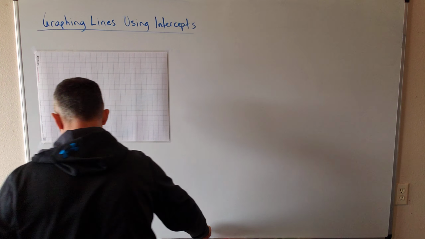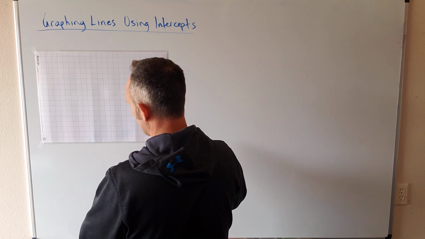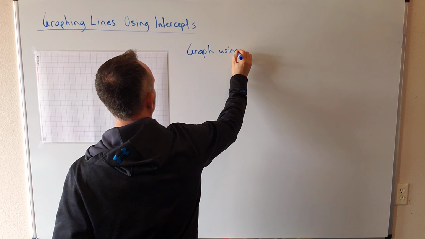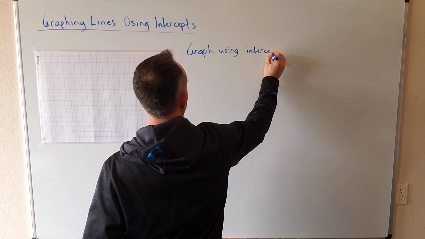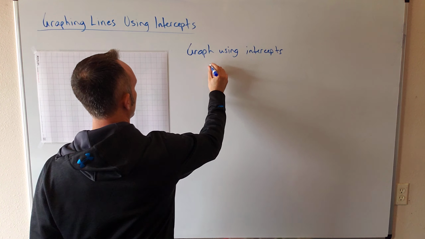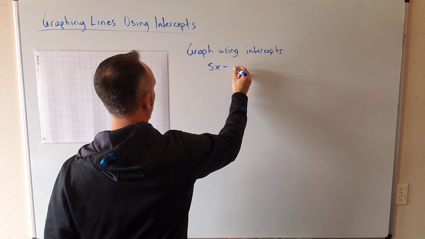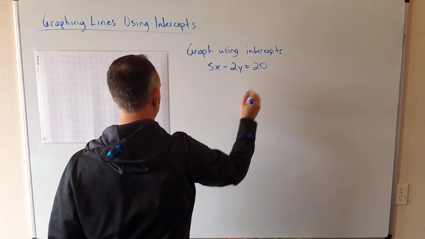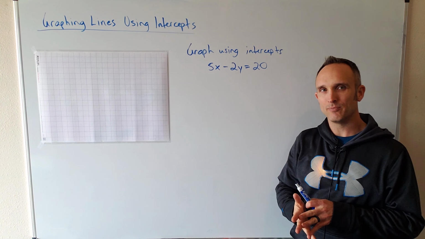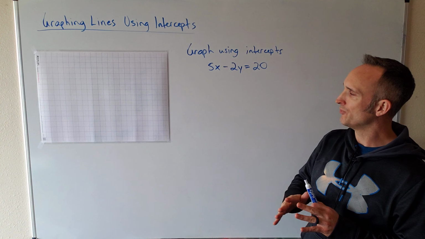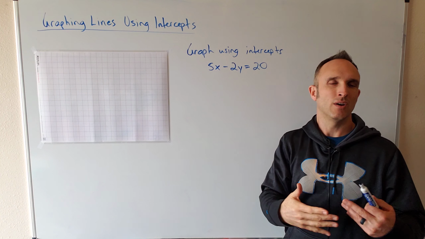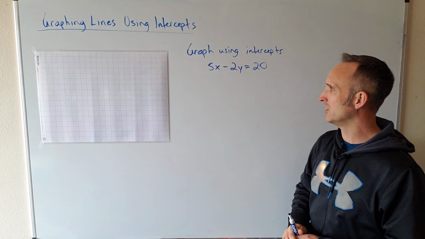Okay. So, next example. Graph using intercepts. When we say intercepts, we mean x and y intercepts. And the equation is going to be 5x minus 2y equals 20. This equation is often called standard form of a linear equation. The reason it's standard is because there's no fractions and you've got your x and y terms over here. I'm not really getting into that, but we might as well mention it at least.